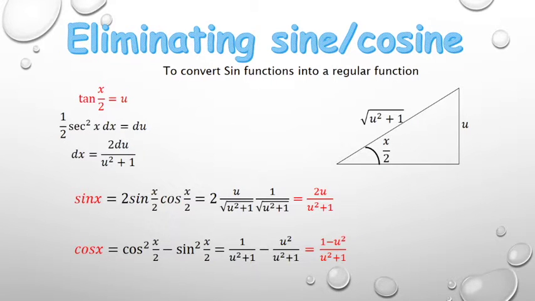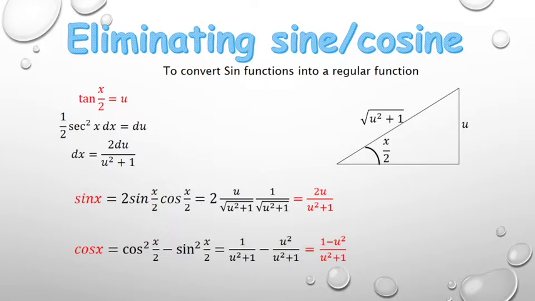The next method that we are going to discuss is eliminating sine or cosine, to convert trigonometric functions into a regular function. In order to do this method, we have to start with tangent of x over 2 equals u. We have to let this happen so that 1/2 secant squared of x over 2 dx equals du, and dx equals 2 du over u squared plus 1.